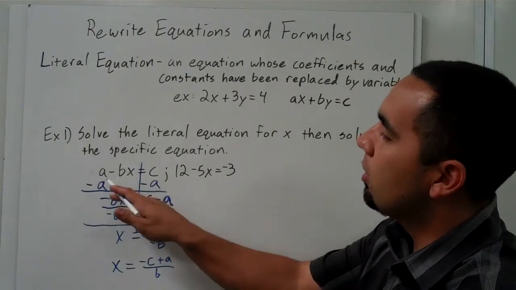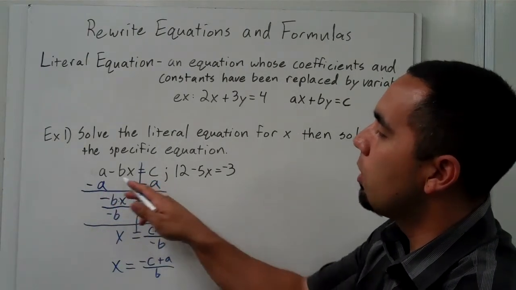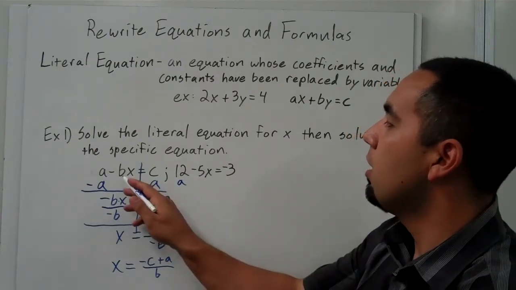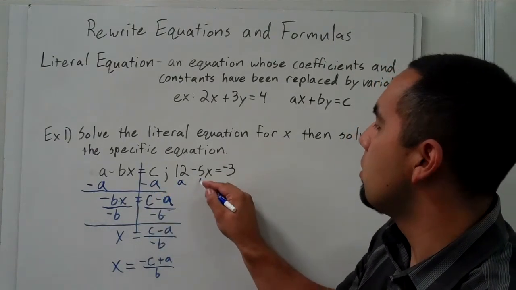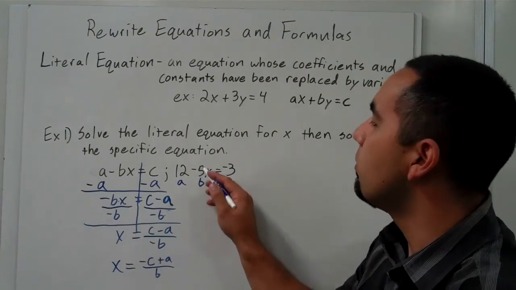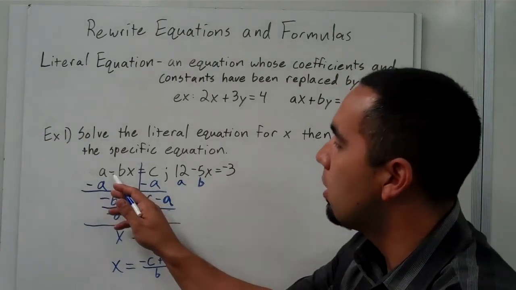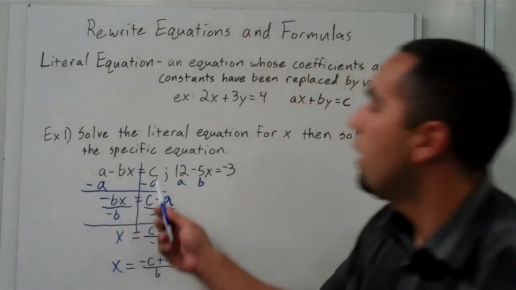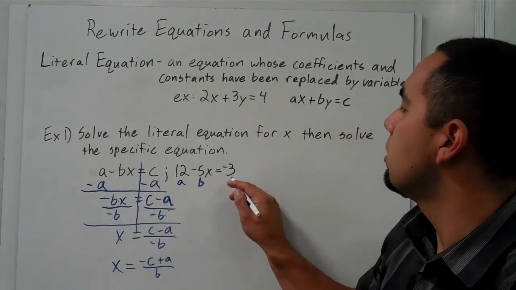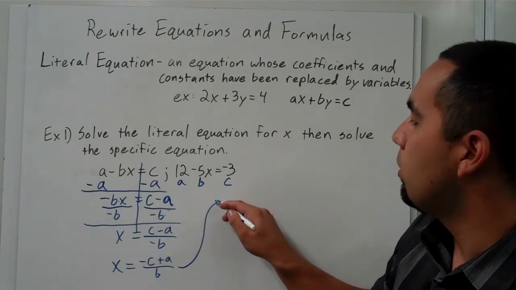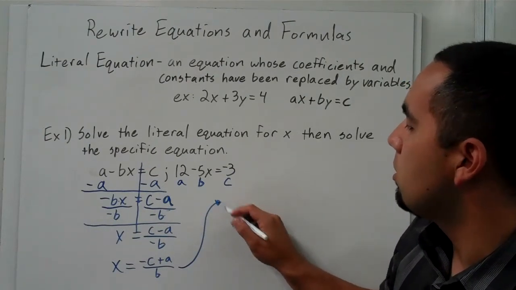Well, if we look at our general form, or our literal equation, a is the first number, which means my 12 is a, my negative 5 is b, which actually it's not negative 5, it's positive 5 because that minus is outside, right? There's a negative there, there's a negative. And then c, well c is negative 3. So I'm going to take this equation and I'm going to plug in those values. I'm going to substitute in those values.